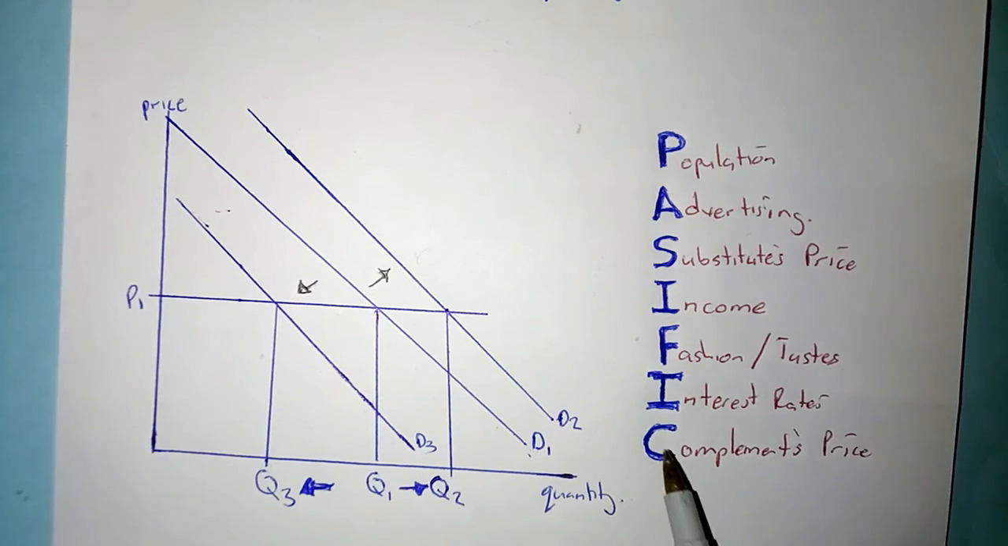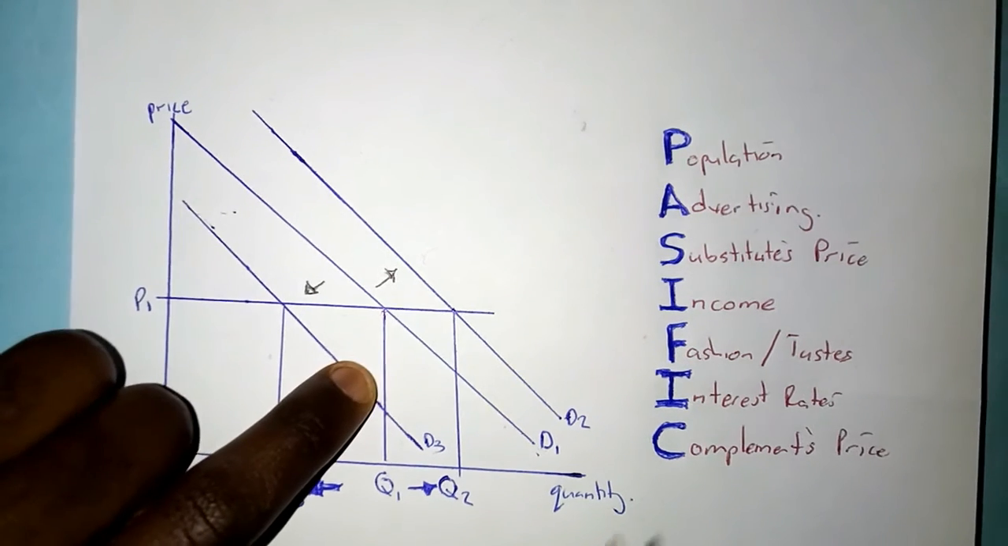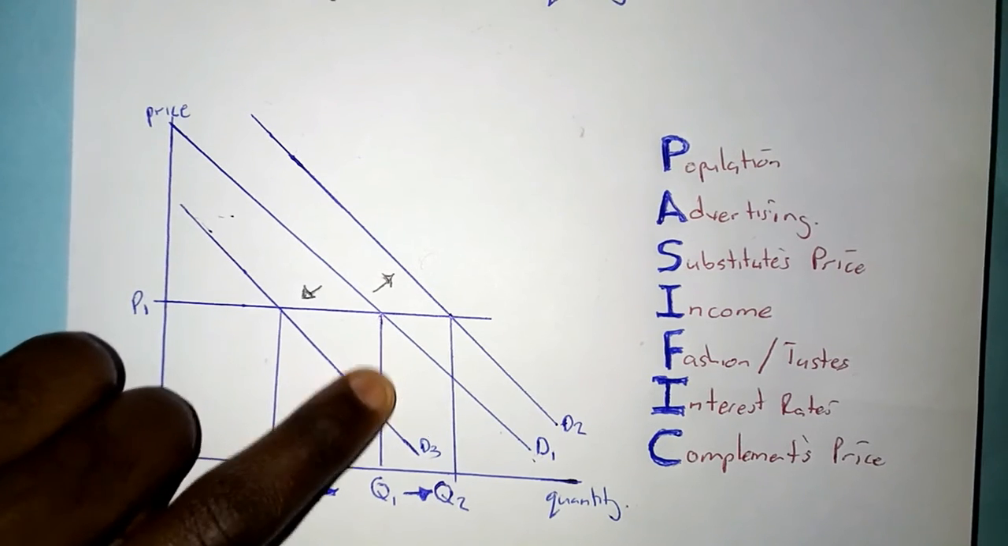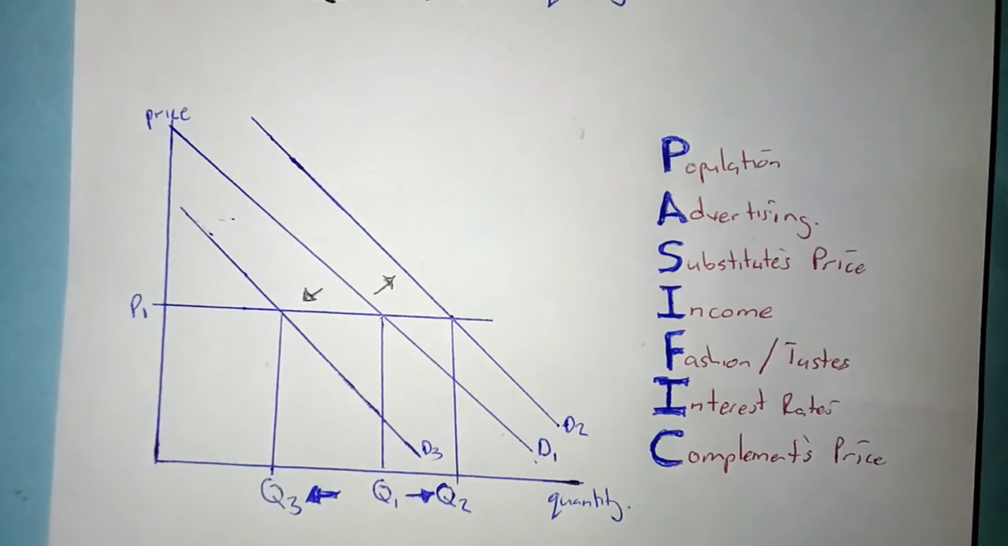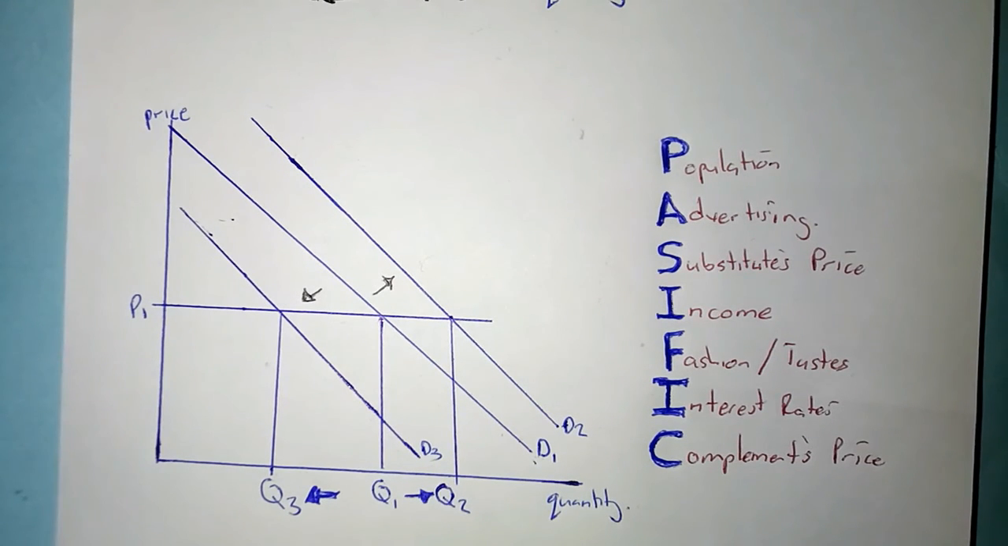So the last determinant, or non-price factor, is complement price. What you have to know about complements is that they are goods which are used together, like a printer and printer ink, right? So let's assume that this demand curve is for printer ink. Then if the price of printers increases, demand for printer ink will decrease from D1 to D3. It's not the price of printer ink that has changed. It's the price of printers that has changed that is causing an impact on printer ink.